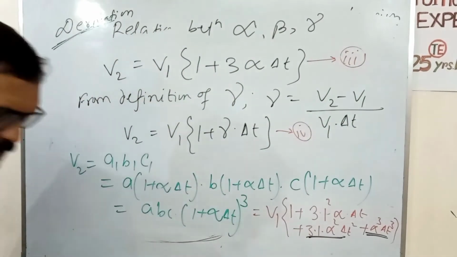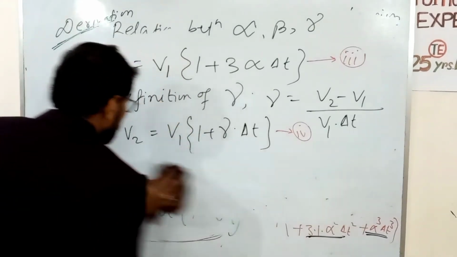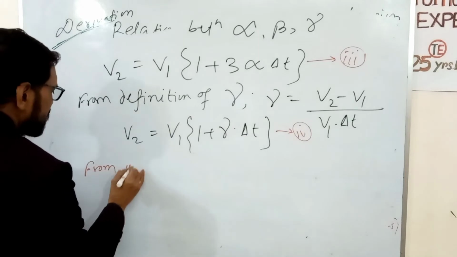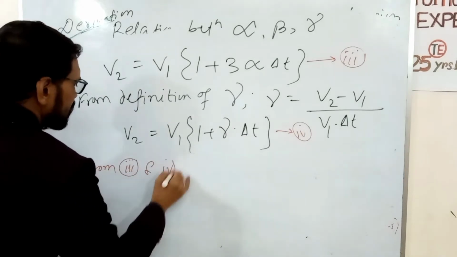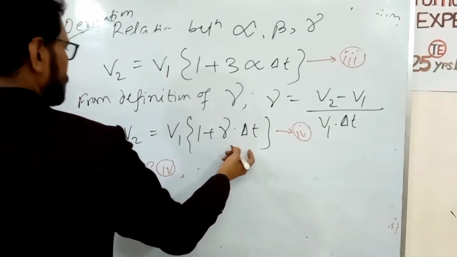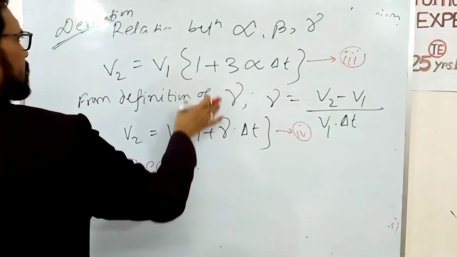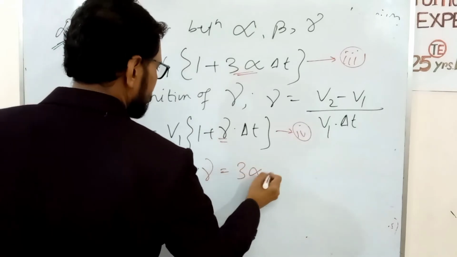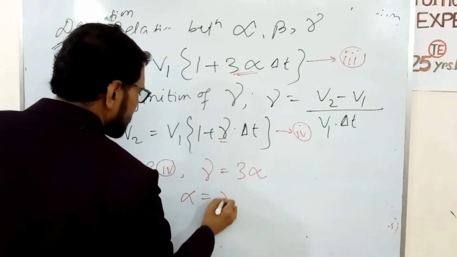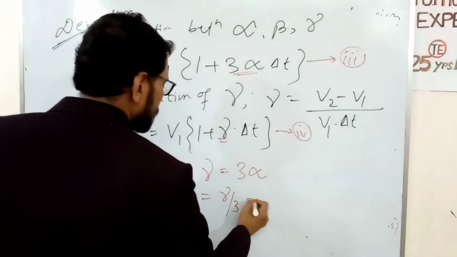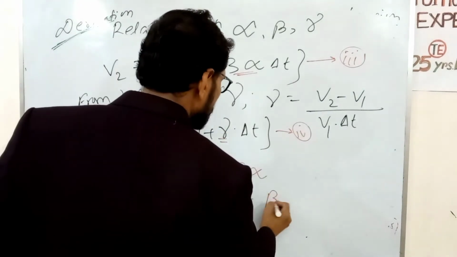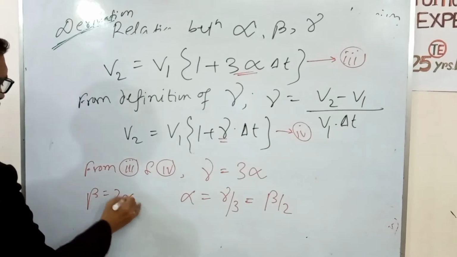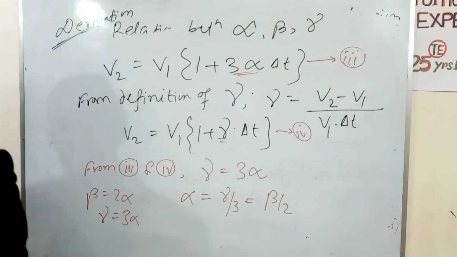So from 3 and 4 we get 3 alpha equal to gamma. So alpha equal to gamma by 3, and also we get from the previous relation alpha equal to beta by 2. So this is the relation: alpha equal to beta by 2, that is beta equal to 2 alpha, and gamma equal to 3 alpha. So this is the relation.